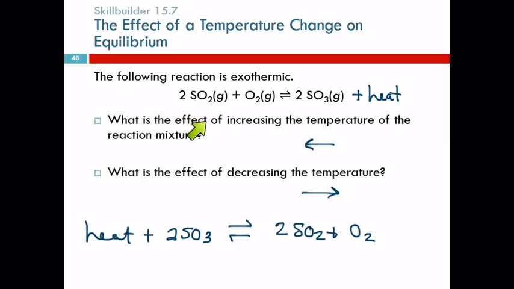This is exothermic. Exothermic, endothermic are just directions. Is the heat going in or out? It depends on your point of view. Any other questions?